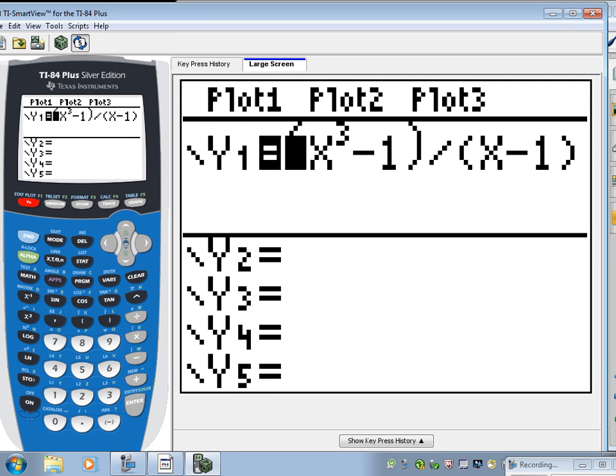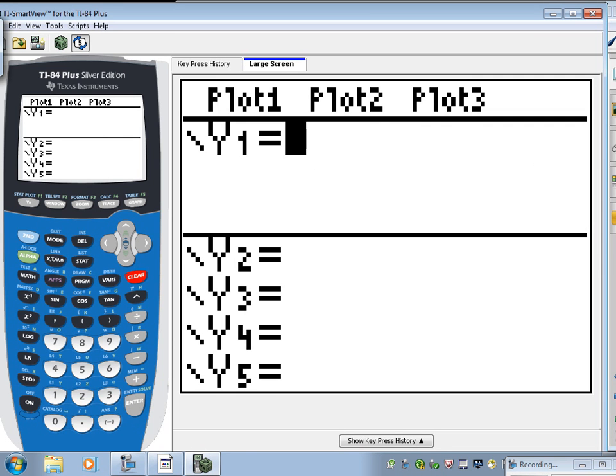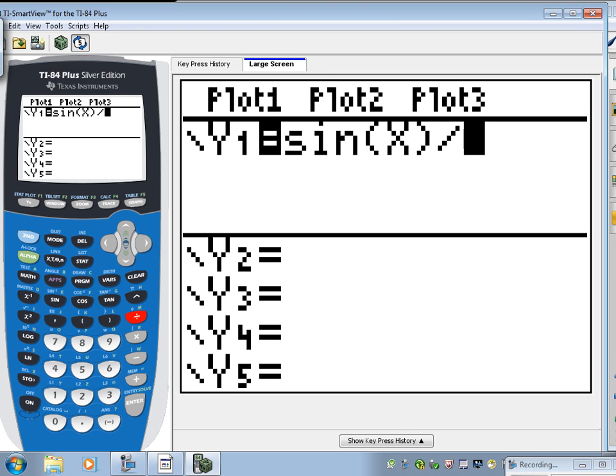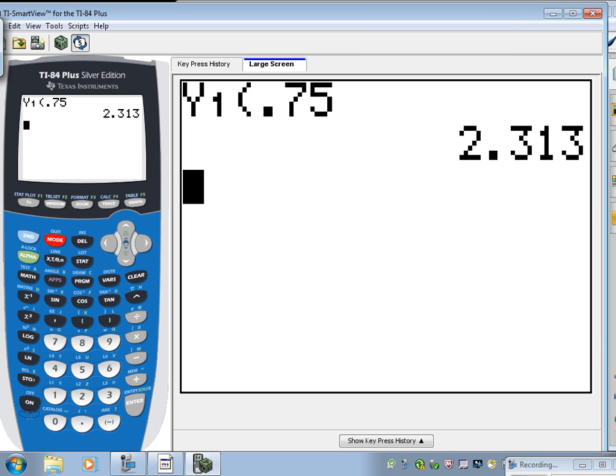Make sure you're in radian mode. You probably are. That's your default, and we don't really use the degrees at all. So let's go ahead and plug this in. Sine x, and you don't have to put the entire thing in parentheses. I experimented earlier. Divided by x.